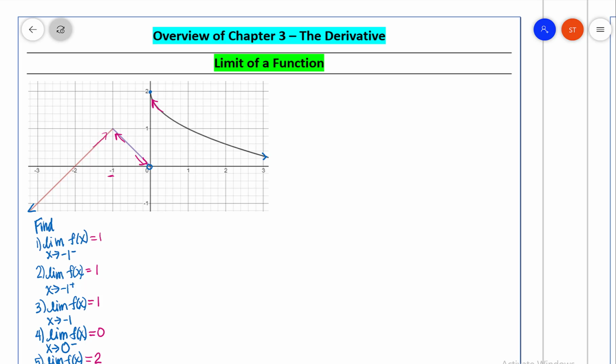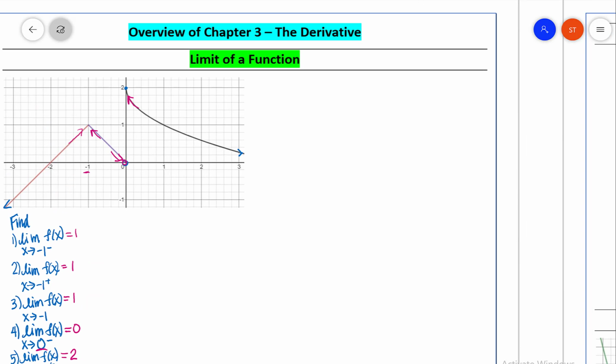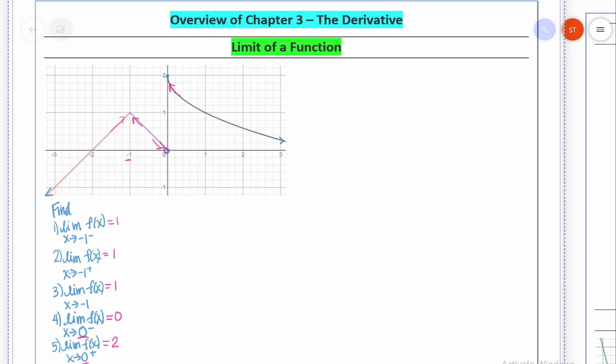When you're finding a limit, it doesn't matter what happens exactly at that point. So if you look at number 4, see how it's 0 from the left? Even though there's an open circle there, it's okay because we're just looking at values of y that get really close to 0. But it doesn't matter what happens exactly at that point. And then here for number 5, we're finding the limit of f of x as x approaches 0 from the right. It does hit the 2, but it doesn't matter. If there was an open circle there, the limit would still be the same.